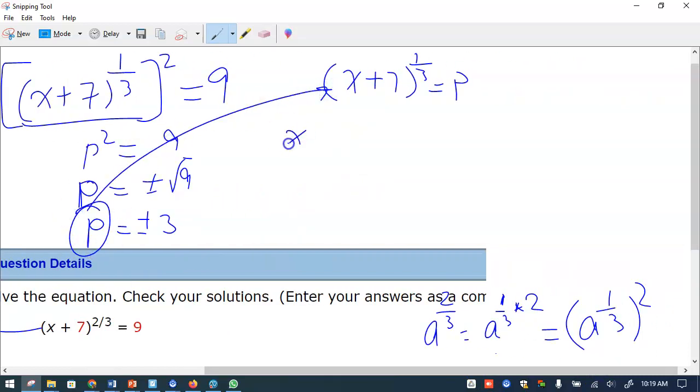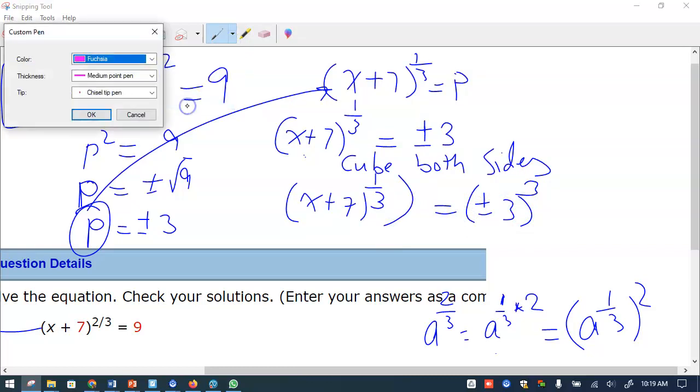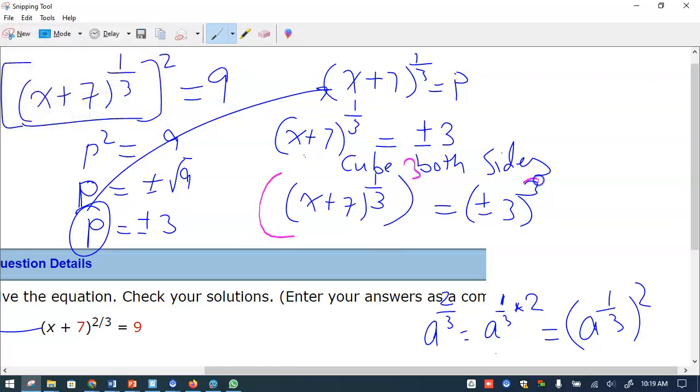We replace it back. It means x plus 7 raised to 1/3 equals plus or minus 3. See, plus or minus 3. So I'm replacing p, and then I want to cube this. So let's cube both the sides. So x plus 7 raised to 1 over 3 equals plus or minus 3, and you are cubing both the sides. See? So you cube both the sides.